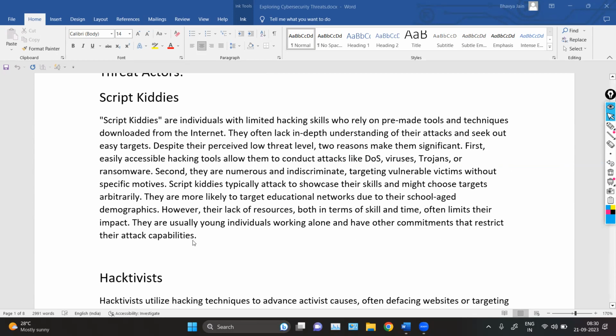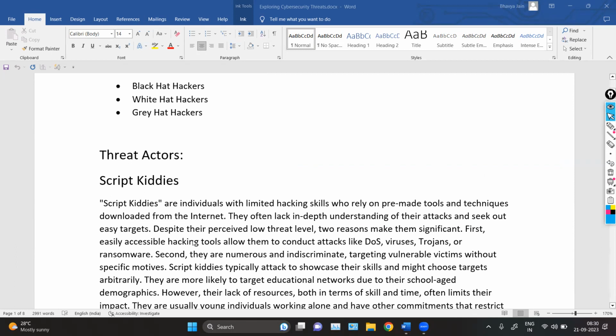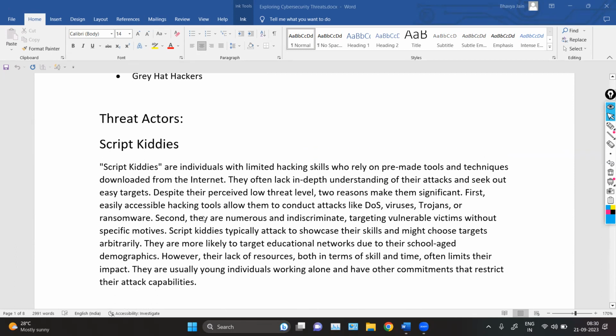Then we have threat actors. Threat actors are the people involved in the process of hacking, or the people who craft the malwares, the exploits, the payloads, or, in total, the people who illegally harm your system. That is known as threat actors. We have many kinds of threat actors.